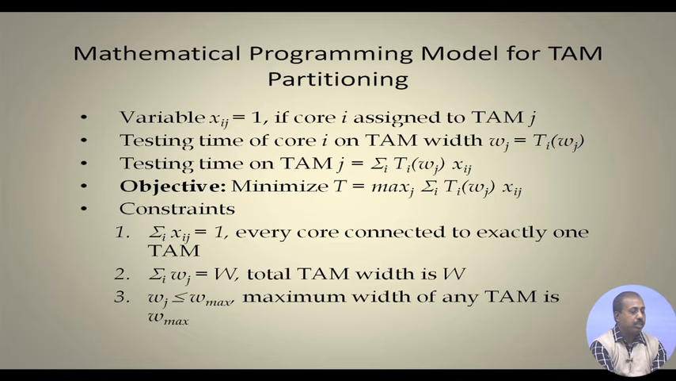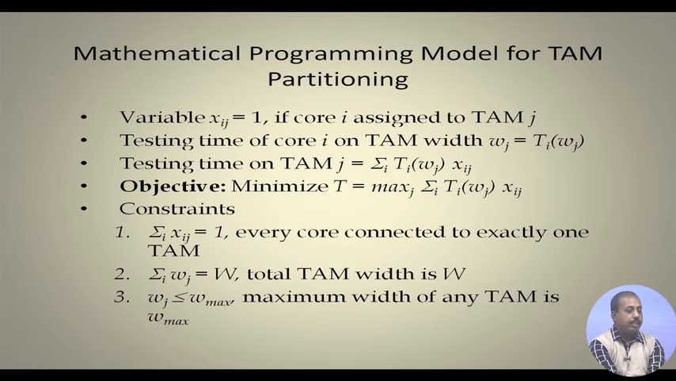So, xij equal to 1 means that core i is assigned to TAM j. The testing time of core i on TAM width wj is t_i(wj). We can find this value from the wrapper design procedure. We can do the best possible wrapper design with the available number of TAM lines, and then compute the time needed for transferring the test patterns to that core based on this particular TAM width, and compute the total time needed.